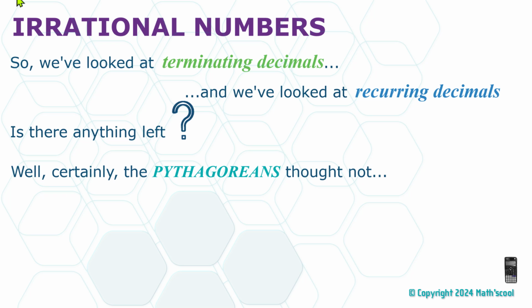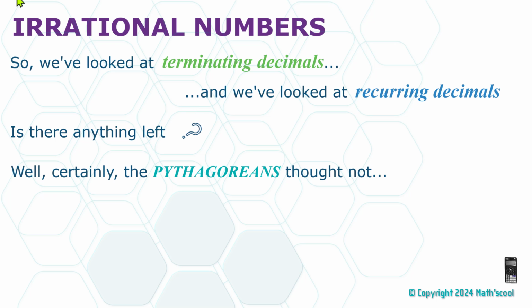Okay, so we've looked at terminating decimals and we've looked at recurring decimals. Is there anything left? Well, the Pythagoreans thought not. They thought that at some point the decimal's going to stop. Even after 100 decimal places, eventually the decimal will stop. And if it doesn't, it might be because it's just the same pattern repeating. If it seems to be going on, then eventually you will get a repeating pattern, surely.